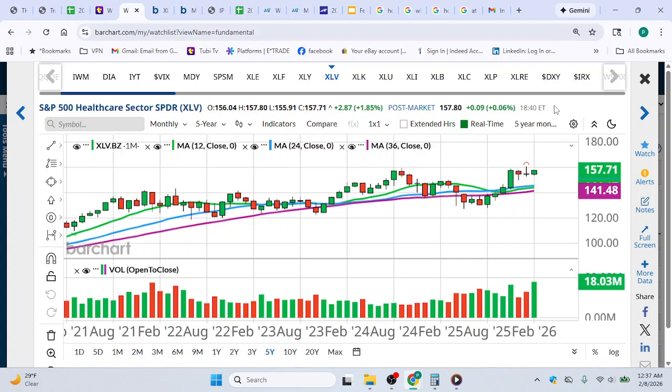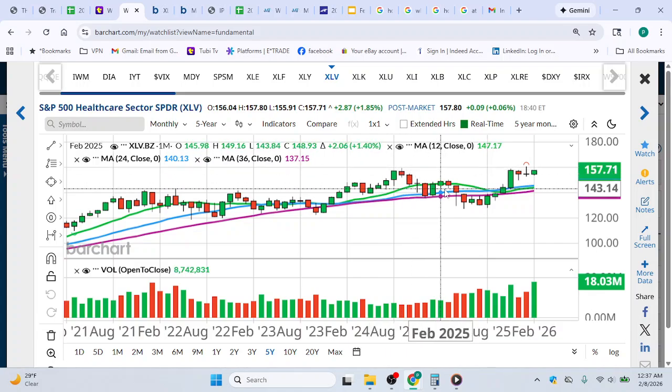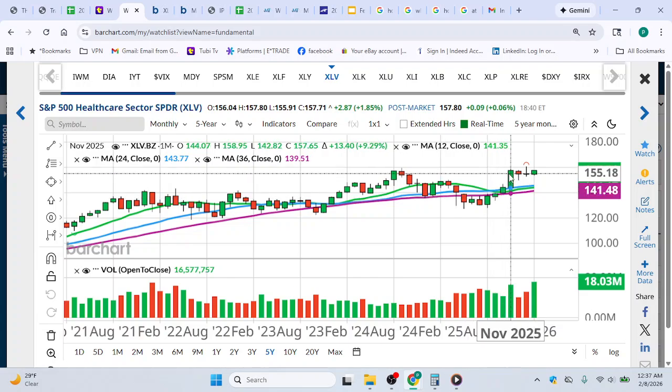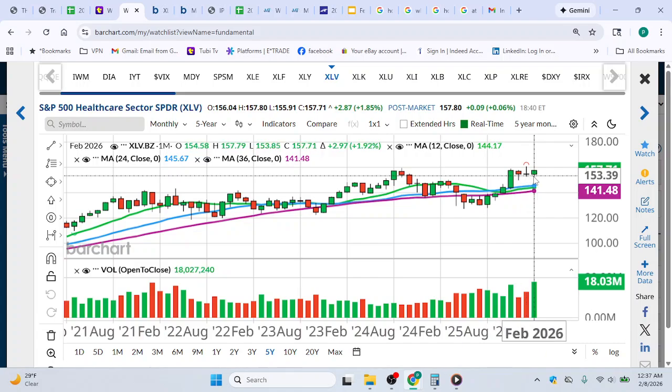XLV, healthcare sector, looks pretty good. Right, we got this high point here. We've got this kind of pullback in price over time, move back up, just made a new high last month, but with a top and tail candle. Now this month, so far we are up 1 point, just under 2%. So that looks pretty good in general for healthcare stocks.